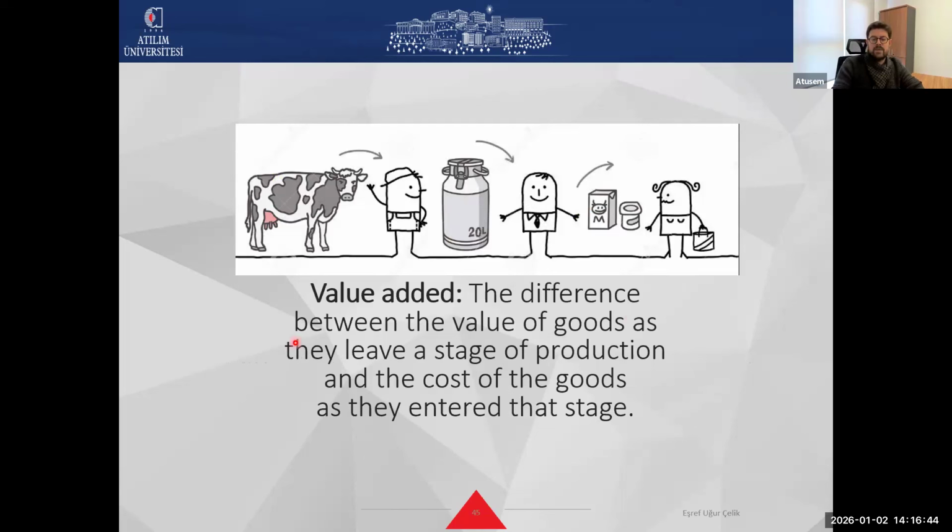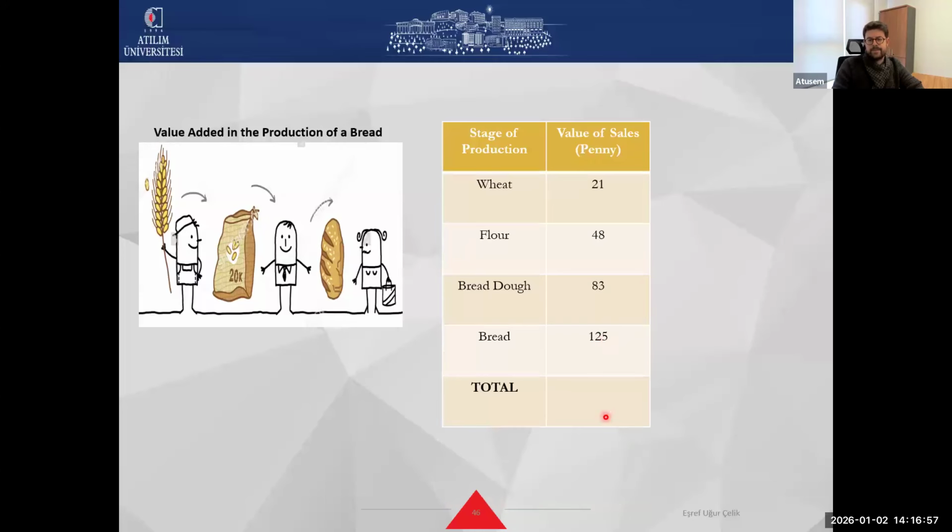We can use the value added process. That is the difference between the value of goods as they leave a stage of production and the cost of the goods as they enter that stage. By looking at the example, we can understand easily. Let's think about the stages of production: wheat, flour, bread dough, and bread. The final good is bread. The others, bread dough, flour, and wheat, are the intermediate goods.